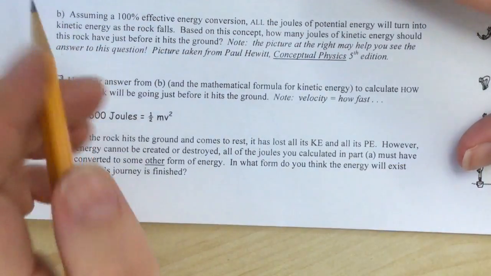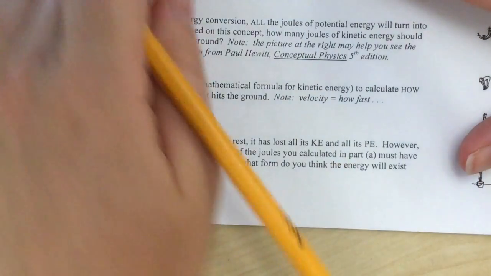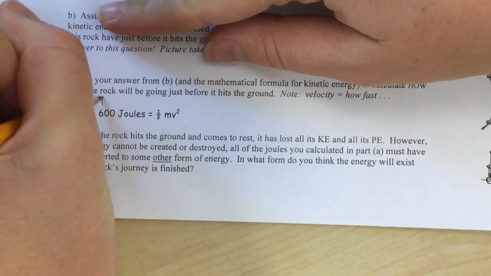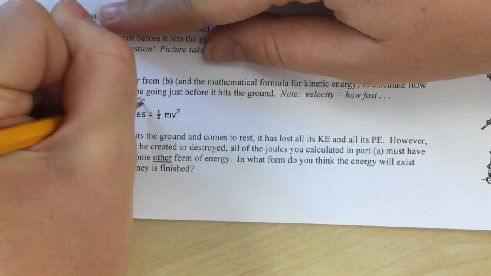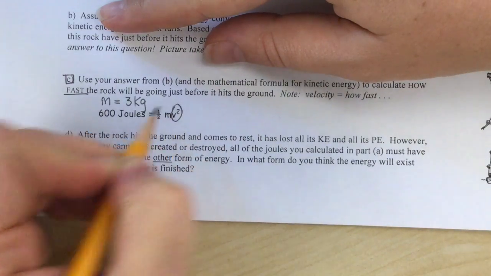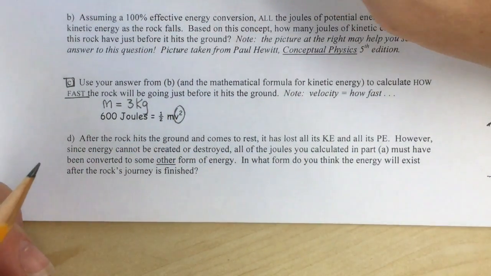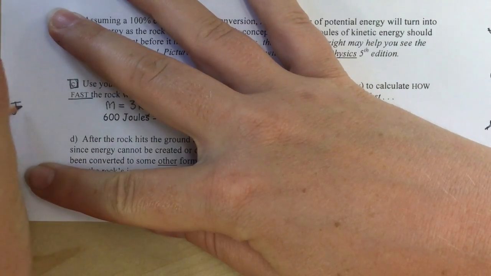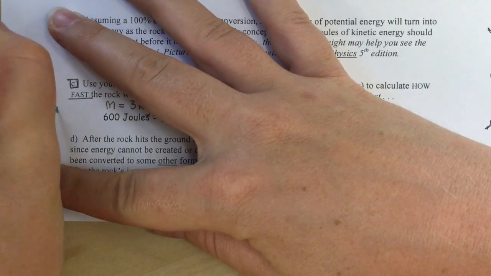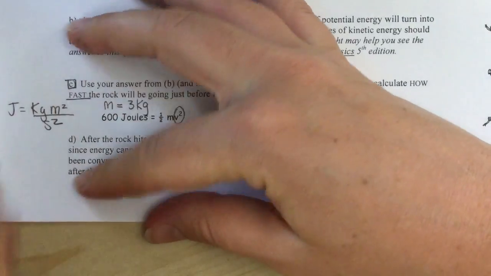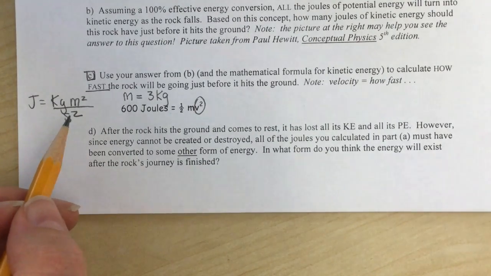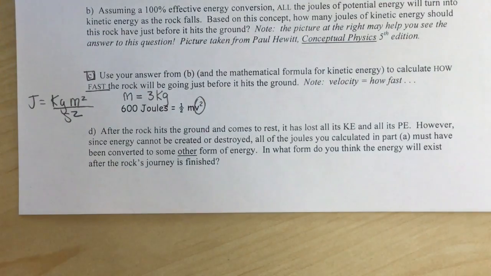For 3C, you're asked to figure out how fast the rock is going just before it hits the ground. So we know that we have a 3 kilogram rock, so our mass is equal to 3 kilograms, and we're solving for velocity here. So that's one of our variables. It's helpful to note for canceling out units that a joule is equal to a kilogram meters squared per second squared. It's because of this that we're going to be able to end up with meters per second, which is velocity. So for this, simple algebra will do.